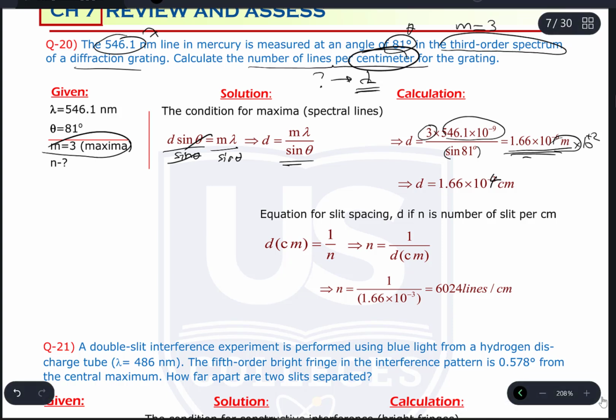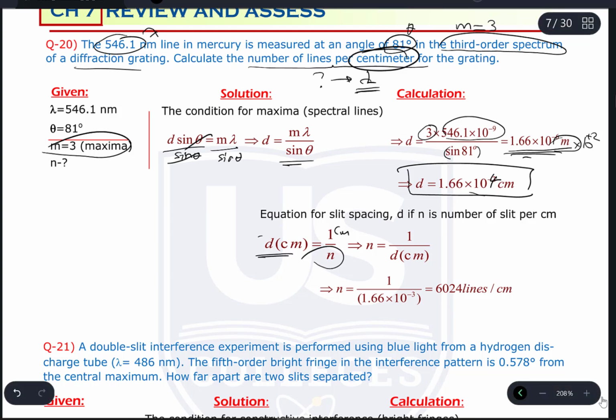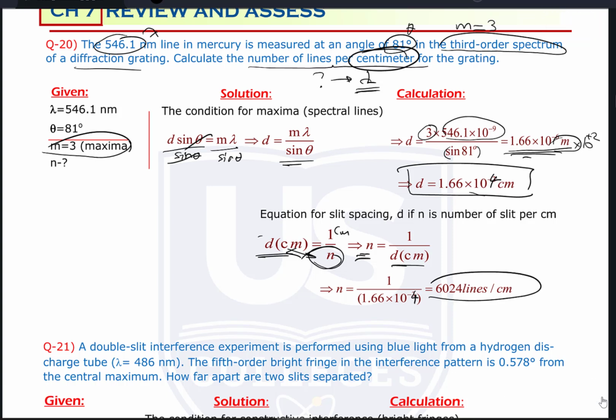Yes, it must be 10 to the power negative 4 centimeter. This is the slit spacing. Then we know slit spacing is equal to 1 centimeter divided by the number of lines. When we cross-multiply, n is going to be 1 over d, the slit spacing in centimeters. So 1 divided by 1.66 times 10 to the power negative 4, the answer is going to be 6,024 lines per centimeter.